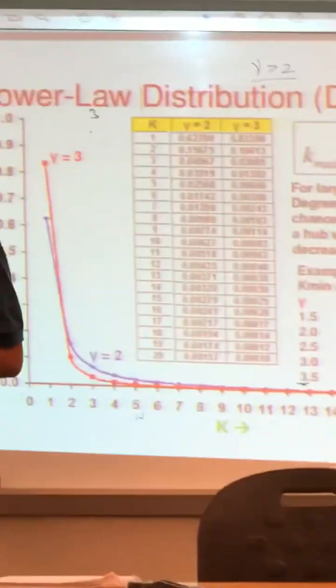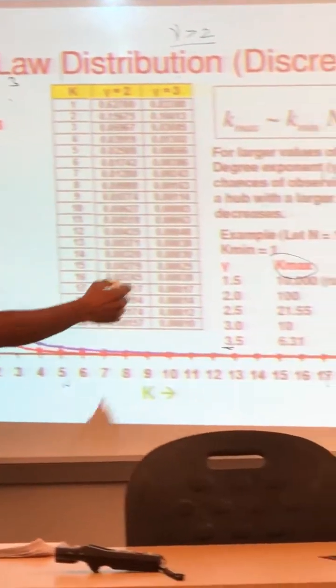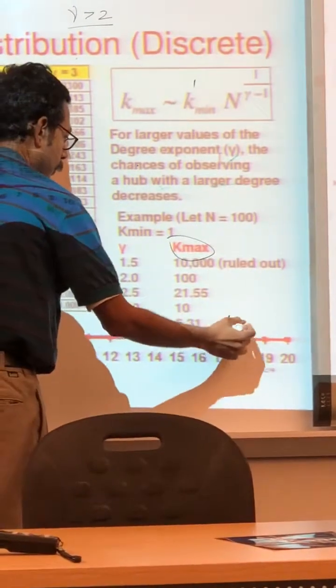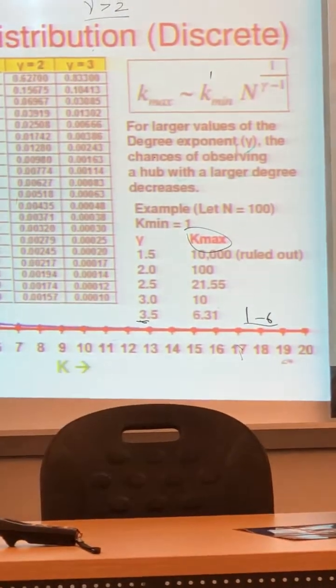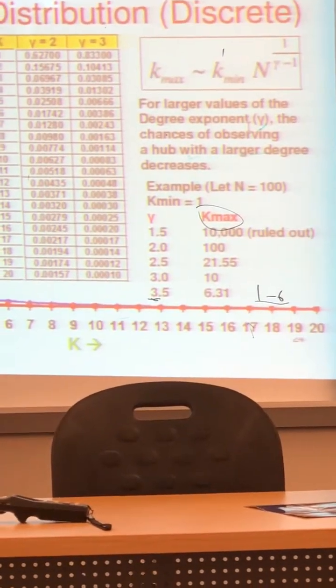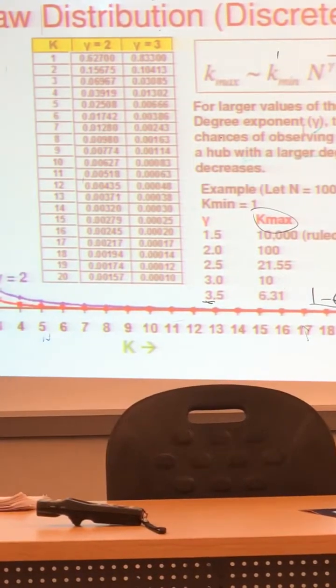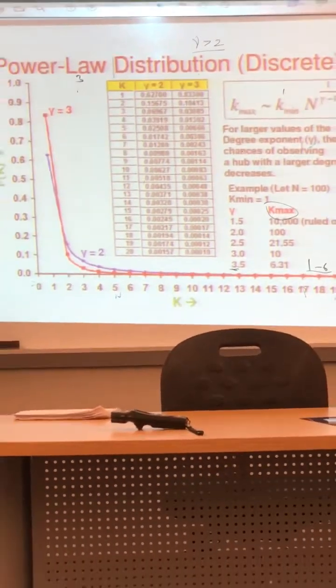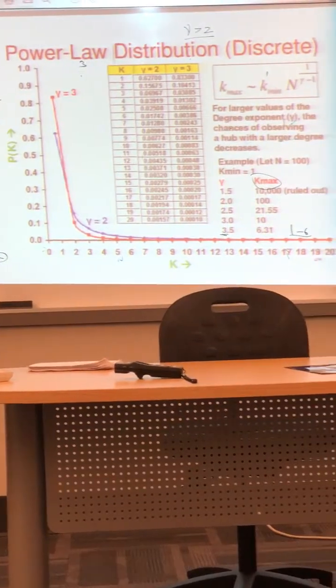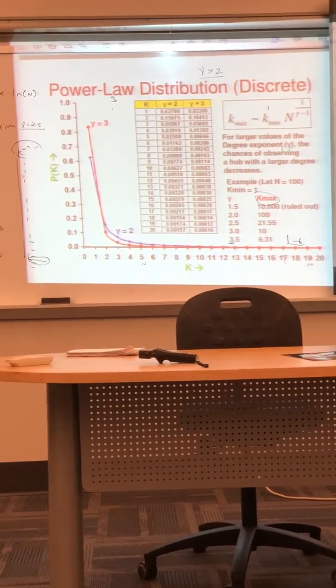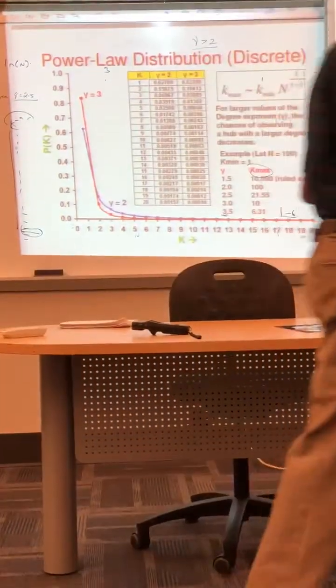So if the minimum is still 1, the degree values are between 1 and 6 if gamma is 3.5. So that is more or less characteristic of a random network. The degree values are close to each other. Okay? Any questions so far?